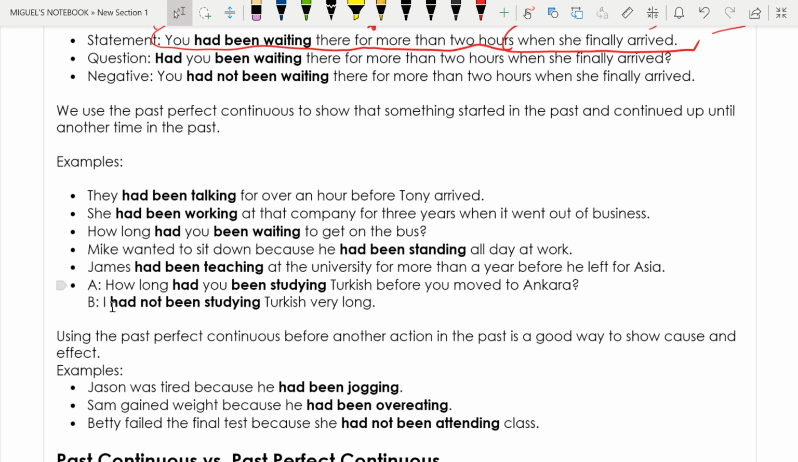I'm not sure how to pronounce this. I'm not sure if it's Ankara or Ankara. I had not been studying Turkish very long.